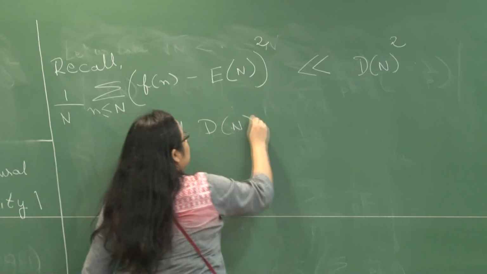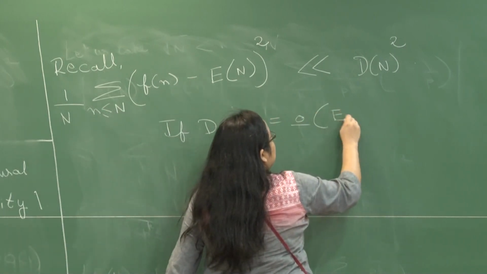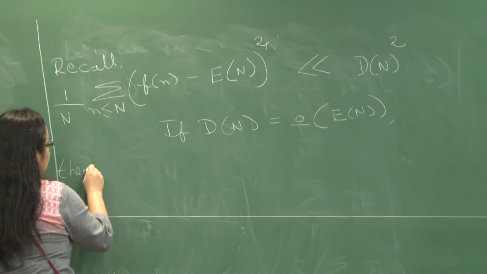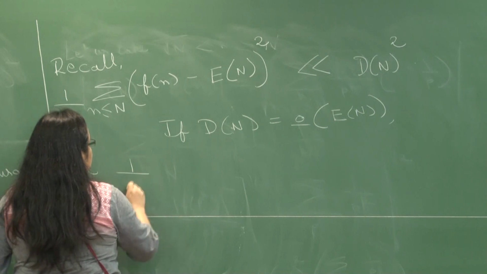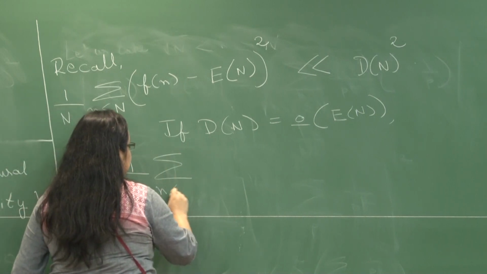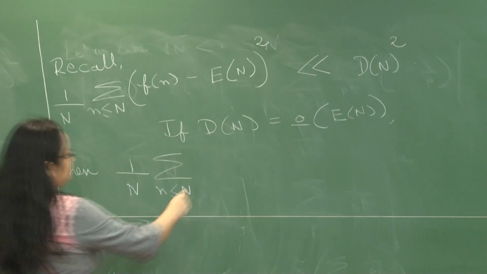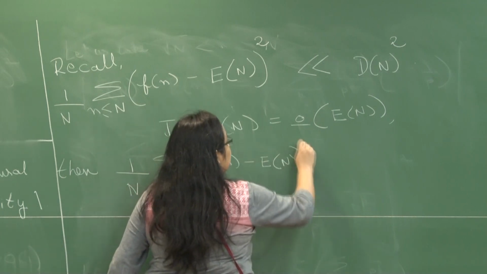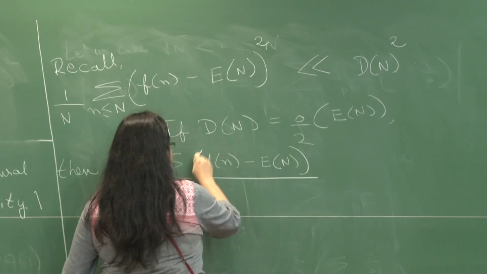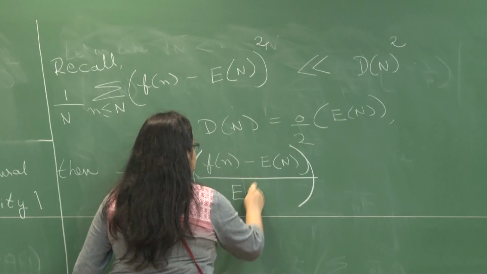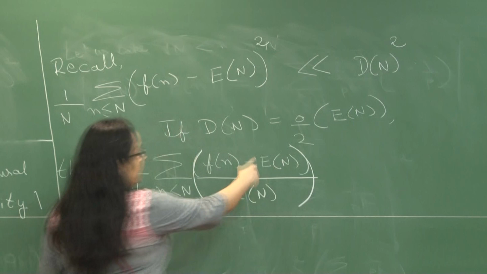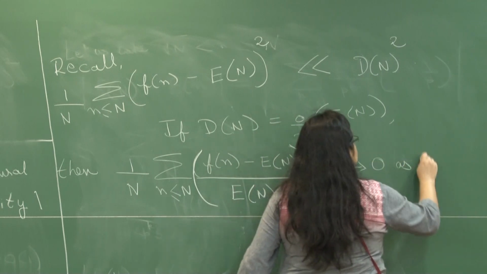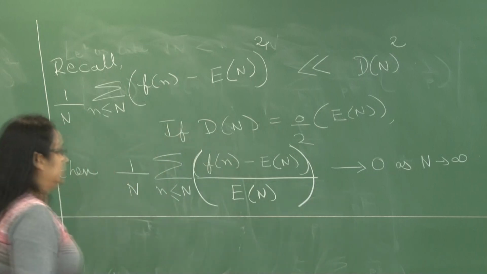So if d of n is little o of E of n, then the above inequality implies that 1 over capital N summation n less than or equal to capital N, f of n minus E of n whole square over the whole thing, the square of this ratio is going to 0 as capital N goes to infinity.